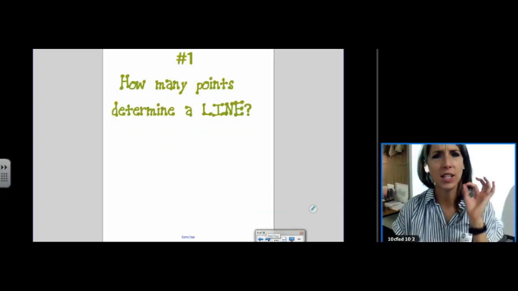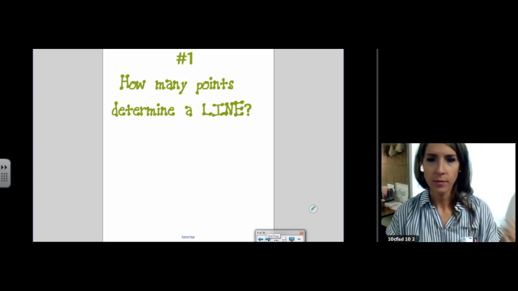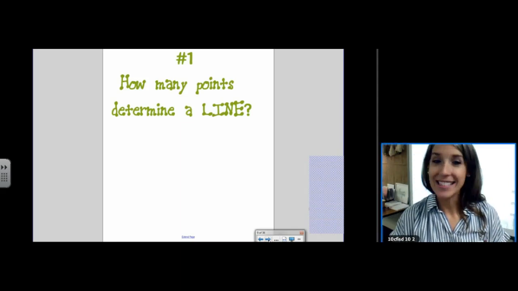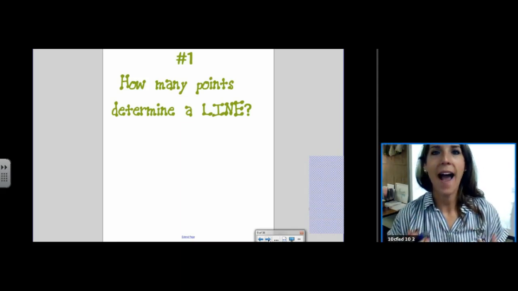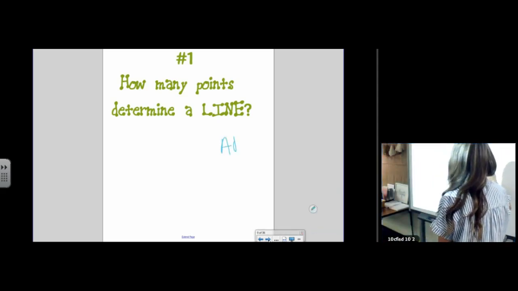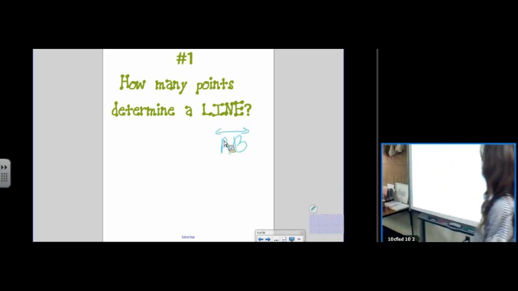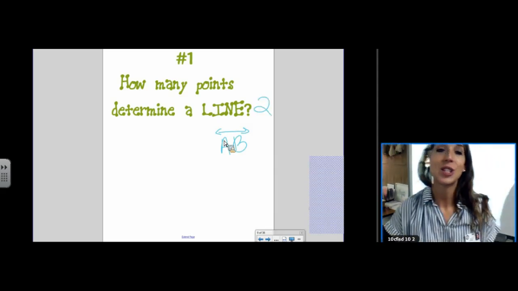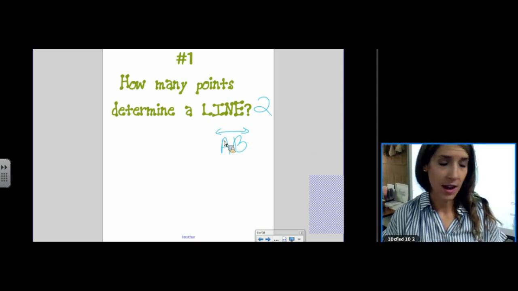How many points determine a line? I'll give you a hint. Just think about how we name a line. Normally, we name a line with 2 points from that line, and that happens to be the correct answer. It takes 2 points to determine a line.